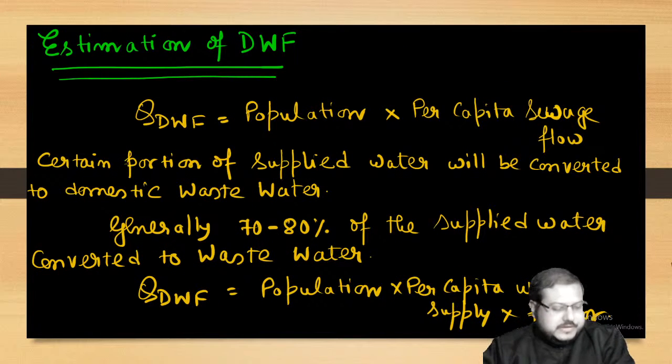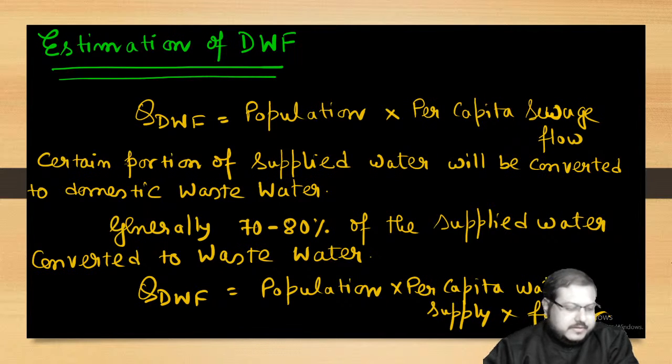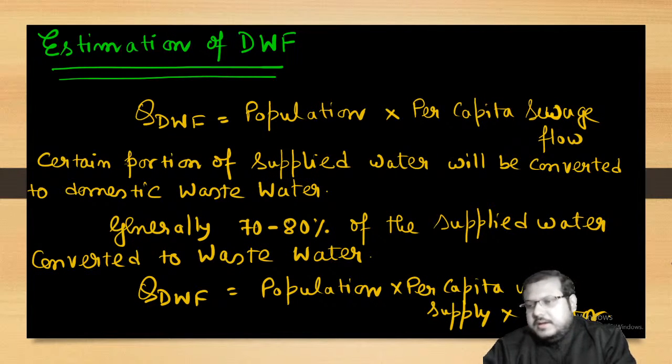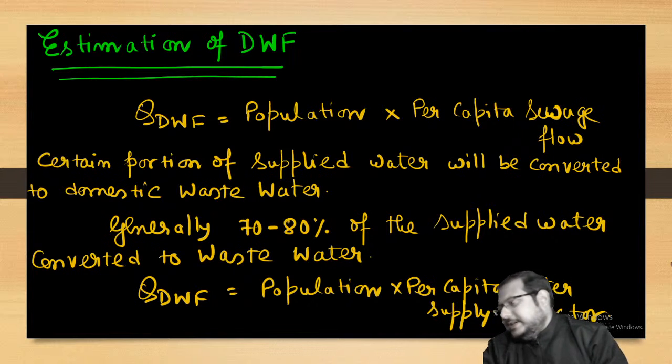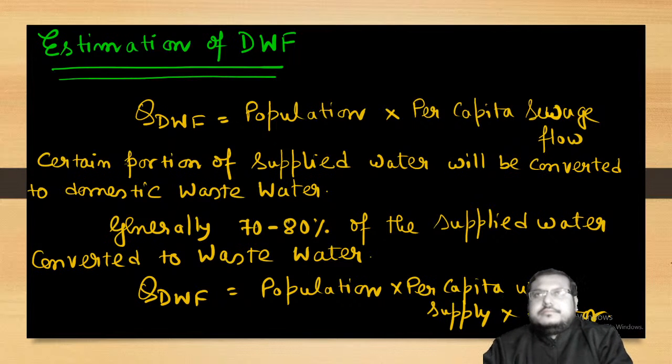Estimation of DWF is nothing but the population into per capita sewage flow, where per capita sewage flow is nothing but the per capita water supply into a factor. What is this factor? Factor is nothing but the ratio, or the percentage, of supplied water converted to sewage.